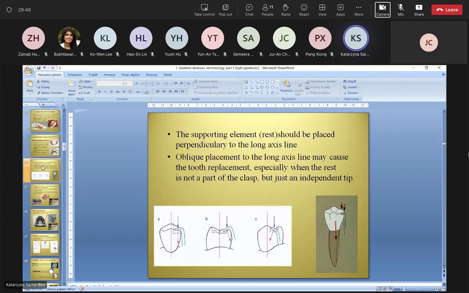The supporting elements, the rest, should be placed perpendicularly to the long axis line. This is the rest, the tip, and it should be placed perpendicularly to the long axis line. This is the right one, this is the wrong one, and the wrong one, because the tip is not placed perpendicularly to the long axis line of the tooth. Oblique placement to the long axis line may cause the tooth displacement, especially when the rest is not a part of the clasp, but just an independent tip.